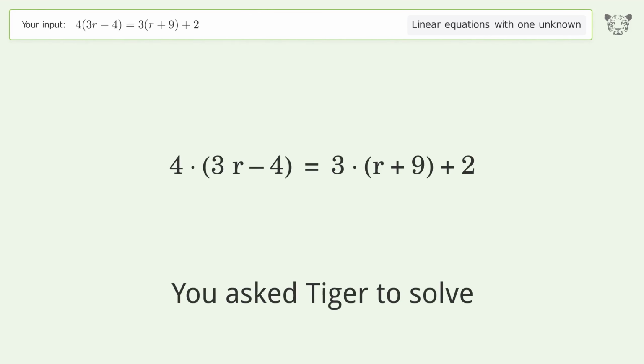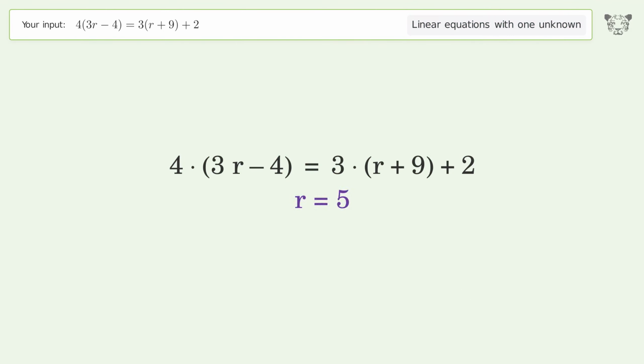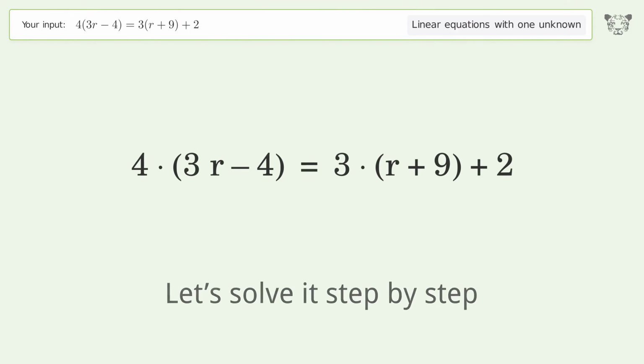You ask Tiger to solve. This deals with linear equations with one unknown. The final result is r equals 5. Let's solve it step by step.